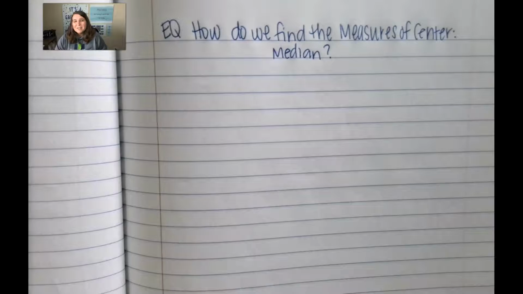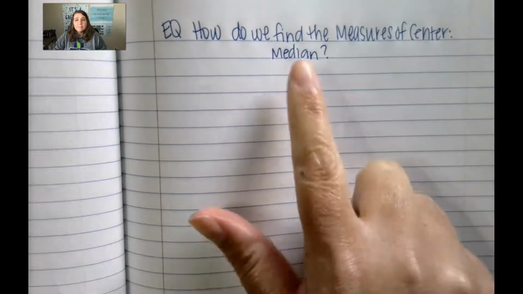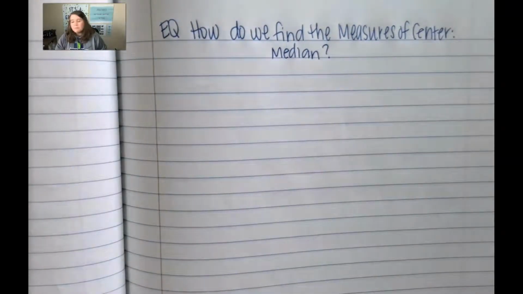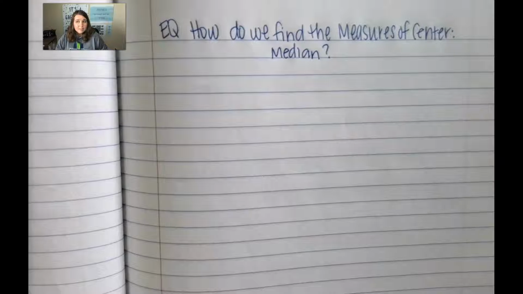Hi everyone, today we will be learning about the measures of center and specifically the median. So your essential question for today is, how do we find the measures of center when it's the median? If you remember, over the last couple lessons, we've been learning about the mean. The mean is the average, and that also is a measure of center.